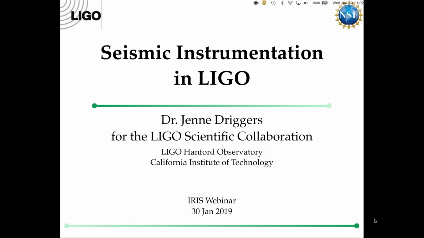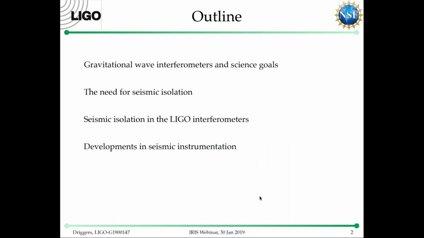Everyone. So yeah, I'd like to talk about seismic instrumentation in LIGO and how first I'll talk a little bit about what are gravitational wave interferometers, what is LIGO, and what are our science goals. So kind of what's the more global point. I'll talk about why we need what we call seismic isolation. And then I'll go into how we use seismic instruments for seismic isolation in the LIGO interferometers.